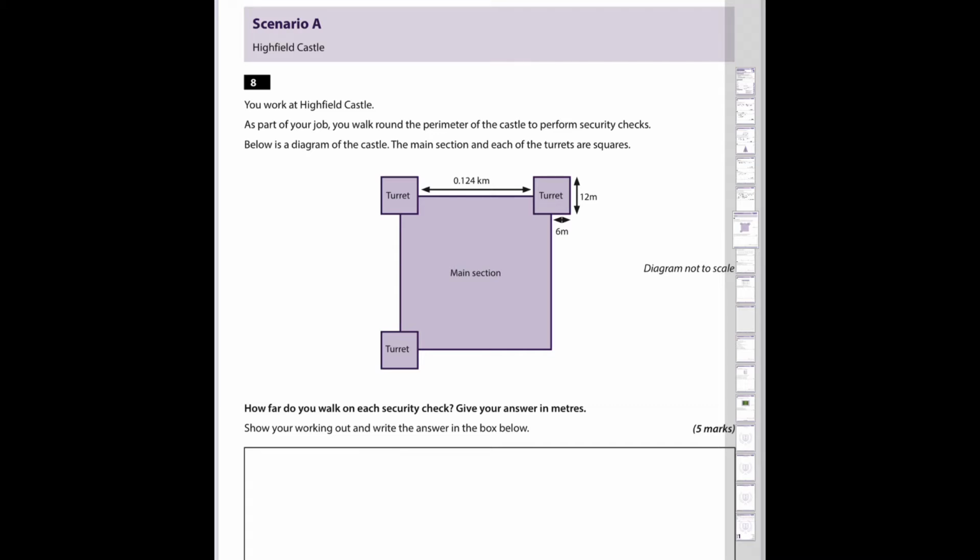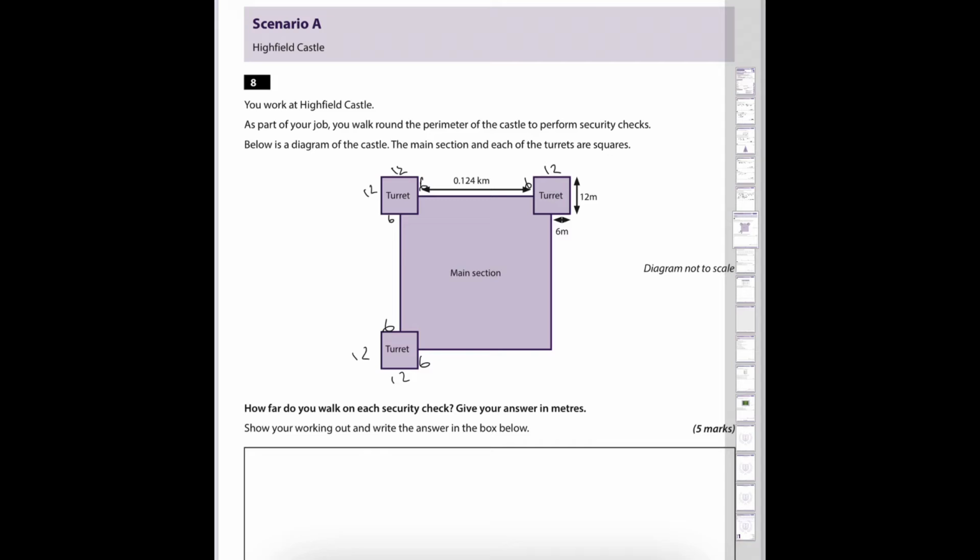So as we know, the perimeter is the outside. So we've got to make sure we know all of these measurements all the way round here. Okay, so we've got the 6 there and we've got 12 there. So we know that that's 12 as well because that's the same as that. And we know that that's 6 because that's the same as that. So we know that's 6, that's 12, that's 12, and that's 6. And that's 6, that's 12, that's 12, and that's 6. So the turrets we've got.